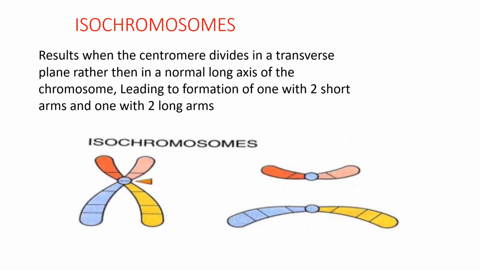Isochromosomes result when the centromere divides in a transverse plane rather than in the normal long axis of a chromosome, leading to formation of one chromosome with two short arms and one chromosome with two long arms. As seen in this photomicrograph, normal division of chromosomes takes place in a longitudinal direction like this during mitosis, whereas here the division happens transversely in this direction, leading to formation of one chromosome with two short arms and another chromosome with two long arms.